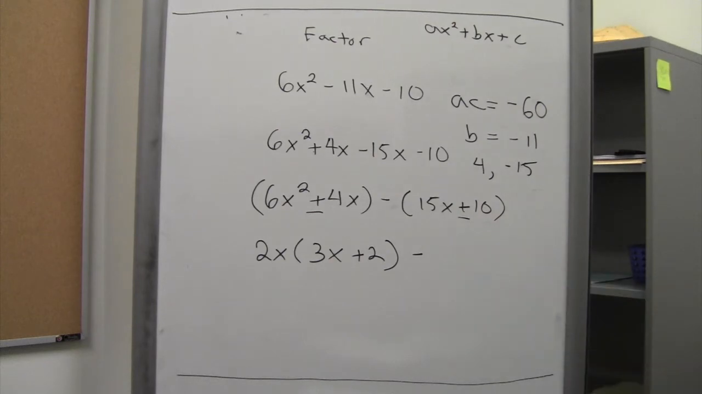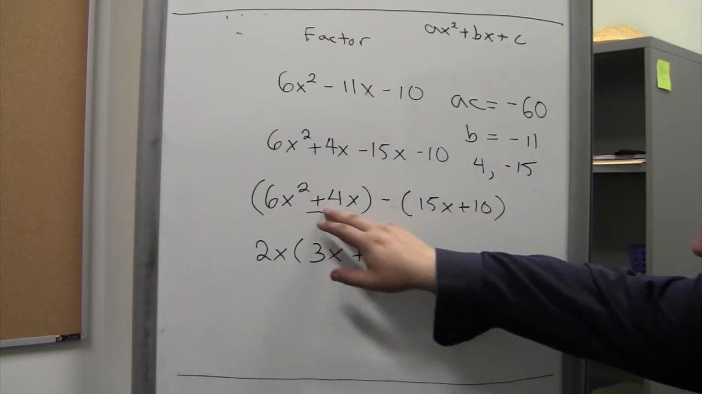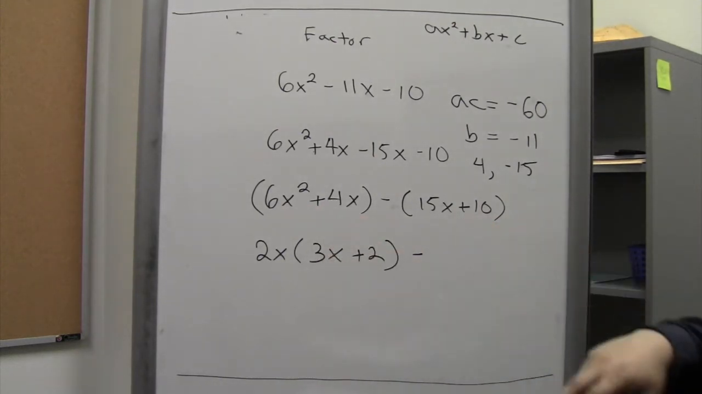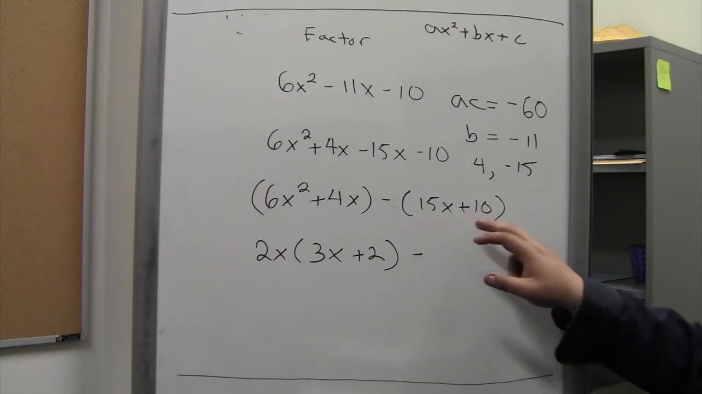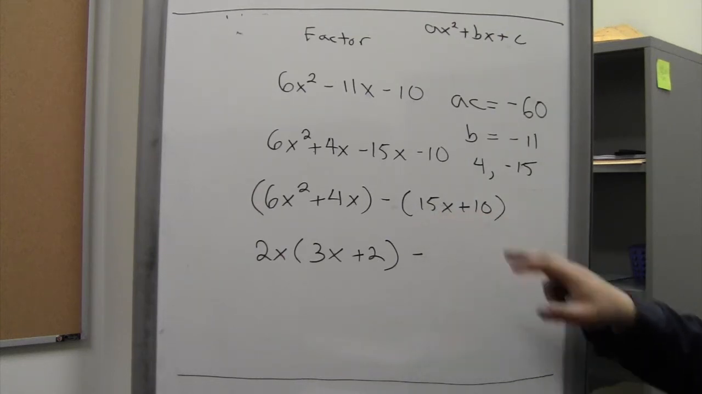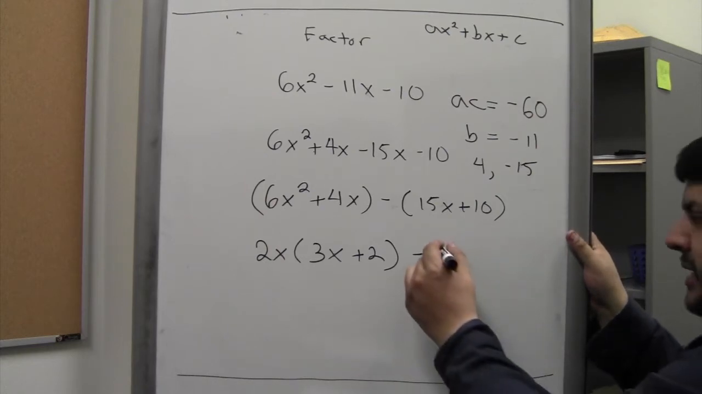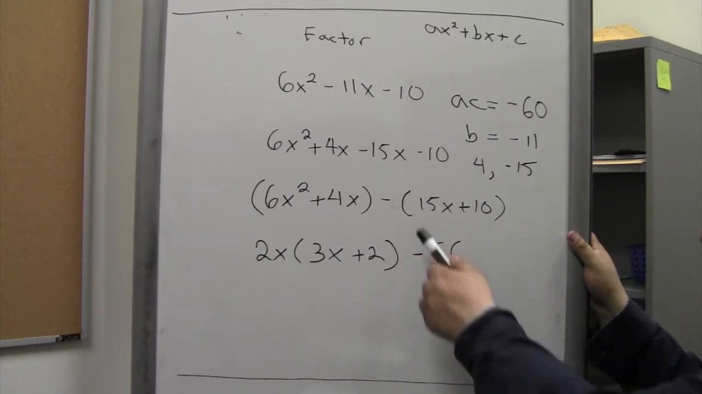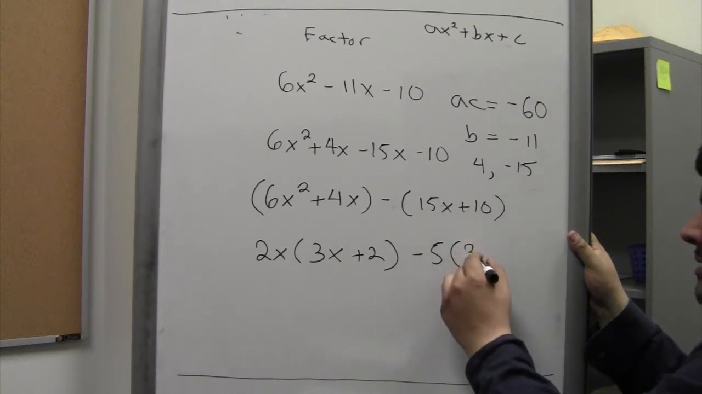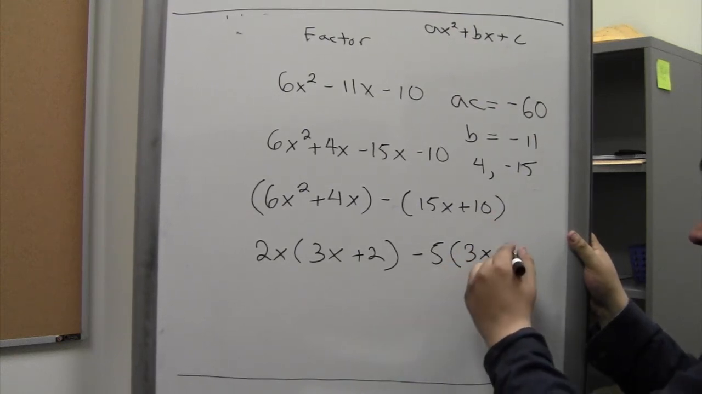Now we look at these two terms here. Let's get rid of that plus or minus. Let's look at these two terms here. It looks like they have a common factor of 5. The GCF is 5. 5 goes into both. We can't say x because both don't have an x. So we can take a 5 out. Now in doing so, dividing these, we would get 3x here, and 10 divided by 5 would be 2.